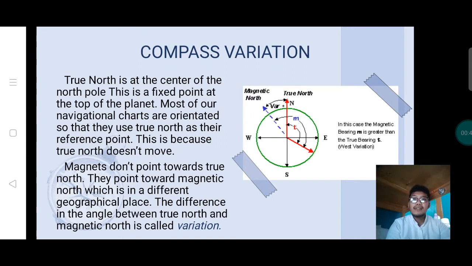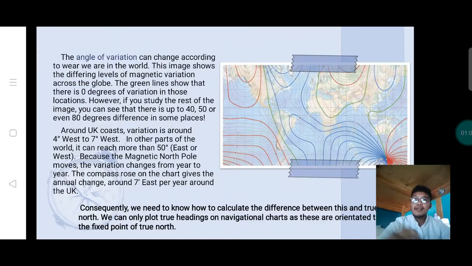So the angle between the true north and the magnetic north is called the variation. The angle between them changes depending on where you are situated on the planet. So around the coast of the UK, variation is around 4 degrees west to 7 degrees west. In other parts of the world, it can reach more than 50 degrees east or west.